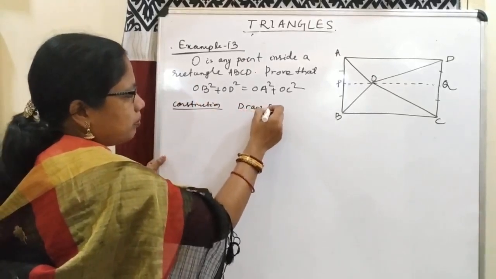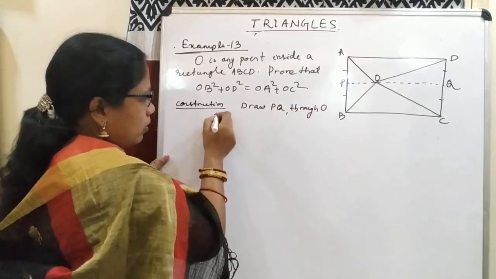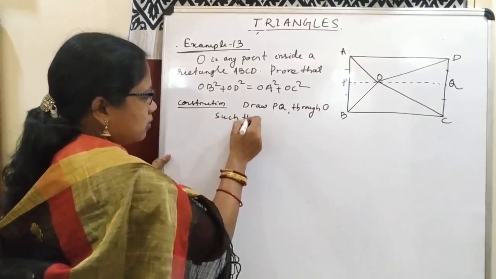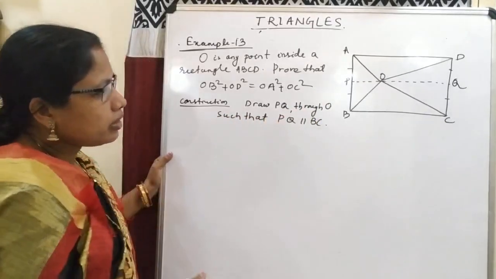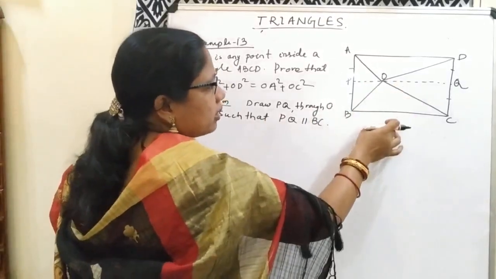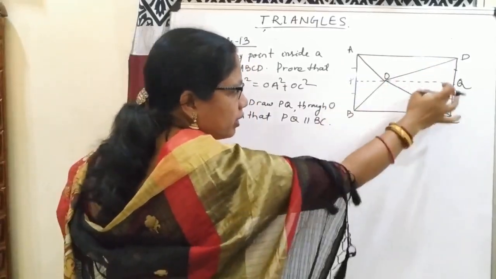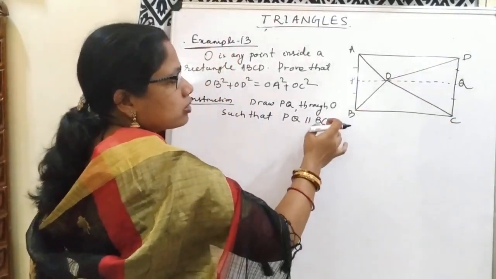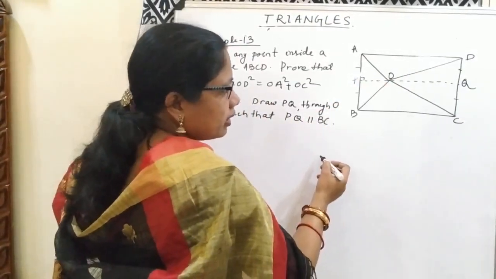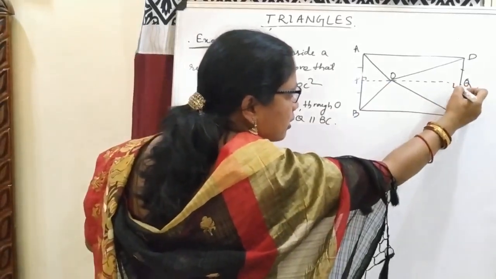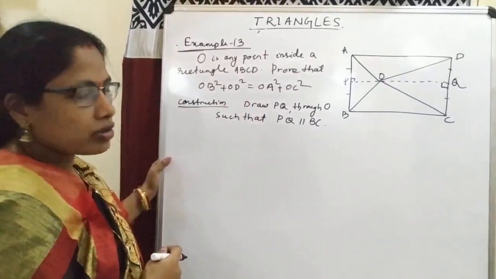Draw PQ through O such that PQ is parallel to BC. So if PQ is parallel to BC, then ADQP is also a rectangle and BPQC is also a rectangle. So this is also 90 degrees. APQ is 90 degrees and this angle is also 90 degrees. So we have to prove it by using the right triangle or Pythagoras theorem.